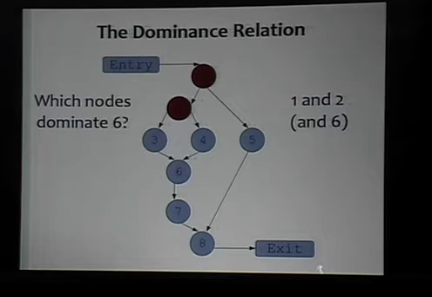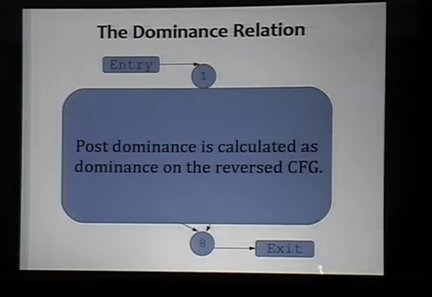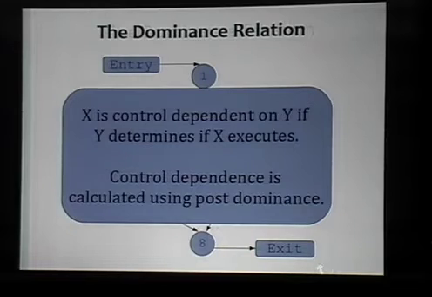So 1 and 2, and 6 also dominates itself, but we're not going to care about that. What about 8? Well, the only node that dominates 8 is 1, because everything else is conditional on the branch that 1 takes. So just 1 and 8. Post dominance is calculated, like I said, as the dominance on the reverse control flow graph. And then control dependence is calculated based on that.